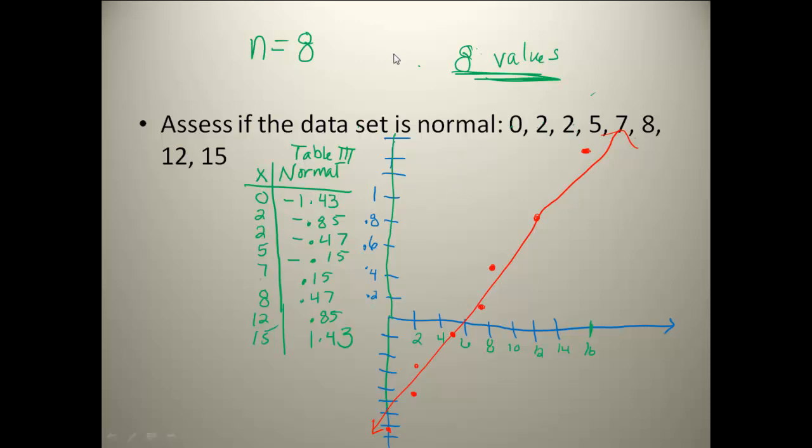Now, if you end up with a graph that maybe, when you do the points, looks something like that, well, that wouldn't be linear because there's such a sharp curve to it. So your interpretation is entirely up to you, but look at it as an overall general shape when you're assessing normality.